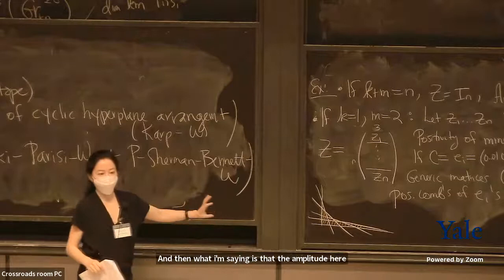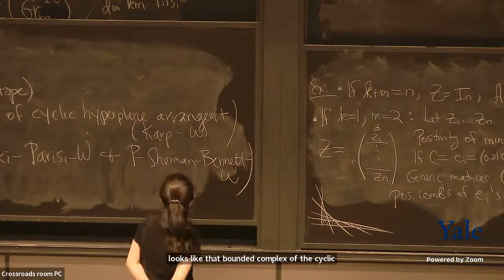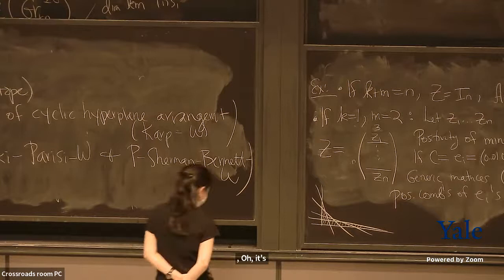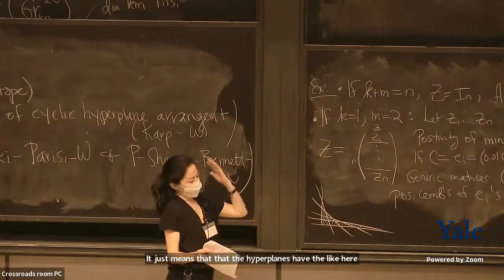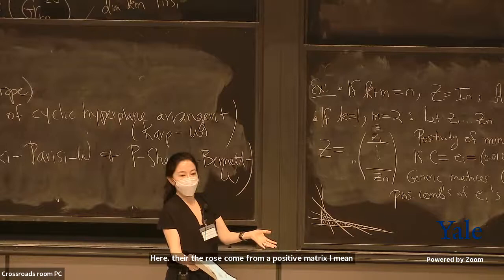What's the definition of cyclic hyperplane arrangement? Oh, it's just called cyclic, sort of analogous to cyclic polytope. It just means that the rows come from a positive matrix. It's like a Vandermonde matrix, for example. And it has a particularly nice combinatorics.